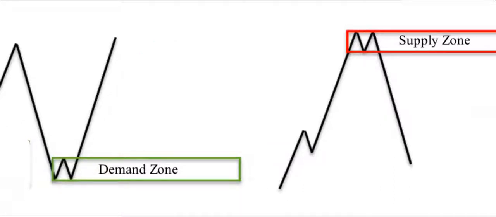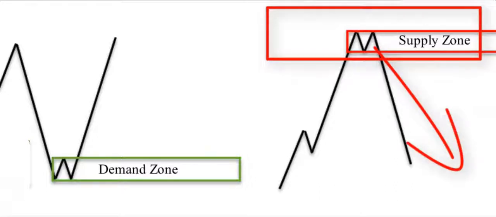A point where the market has made a sharp decline is marked as a supply zone. As you can see in this example, the market made a strong move down, which indicates a clear supply zone.